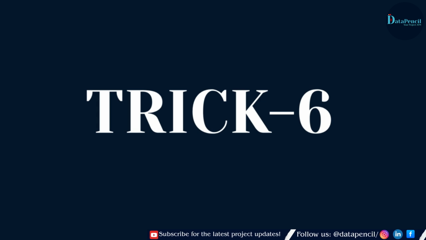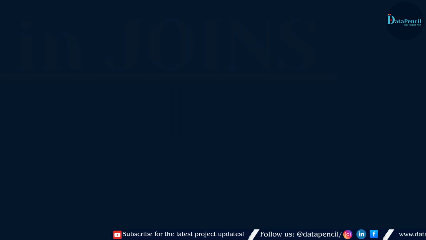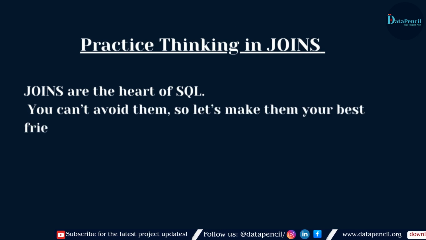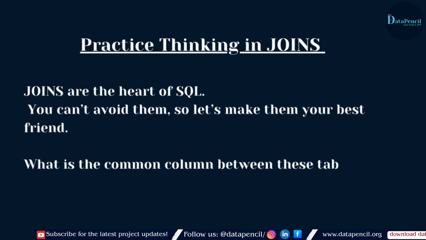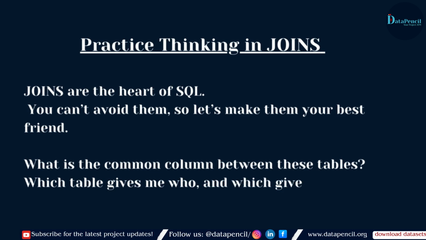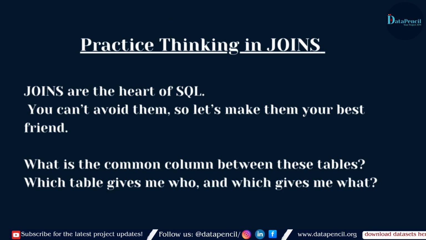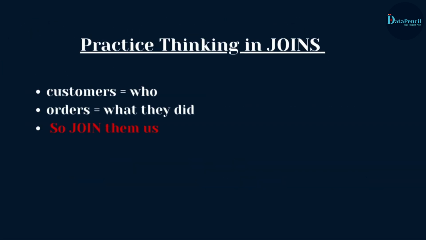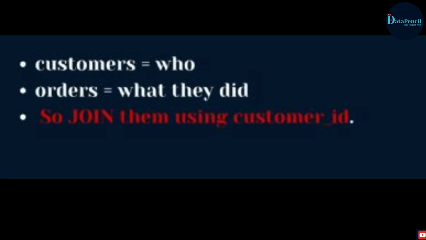Now let's talk about our next trick, and it is to practice thinking in joins. Joins are the heart of SQL. You can't avoid them, so let's make them your best friend. You have to ask what is the common column between the tables, which table gives me who and which gives me what. Suppose the customers table gives you who, so it is the customer. And the orders table gives you what they did. Now you have to join them using customer ID. The column which is common in both tables is customer ID, so you join using customer ID.